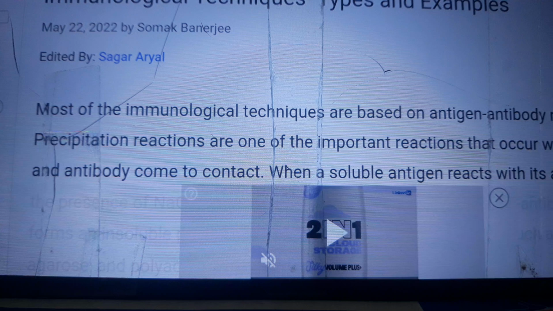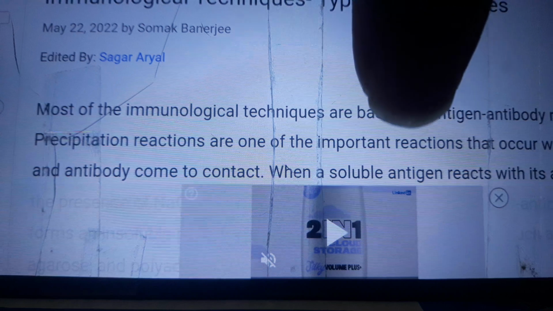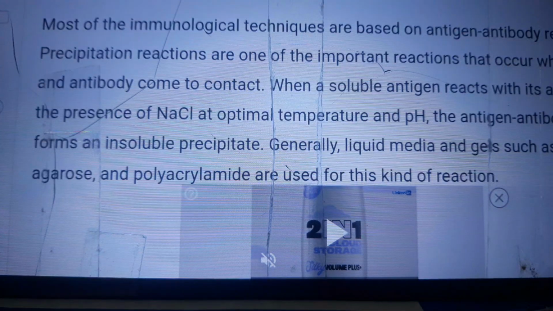Now we continue with the topic on biophysical methods and molecular biology, which is Unit 13. We go ahead with the topic of immunological techniques, types, and samples. Most of the immunological techniques are based on antigen-antibody reactions.